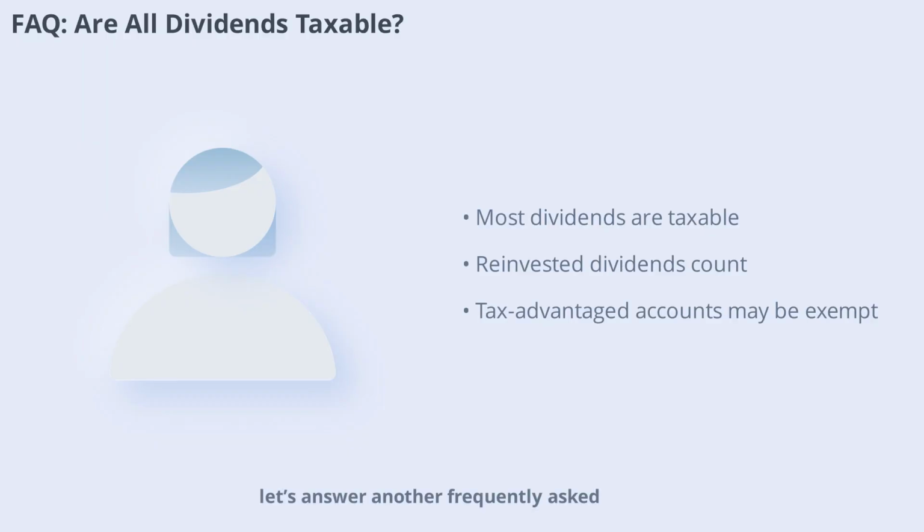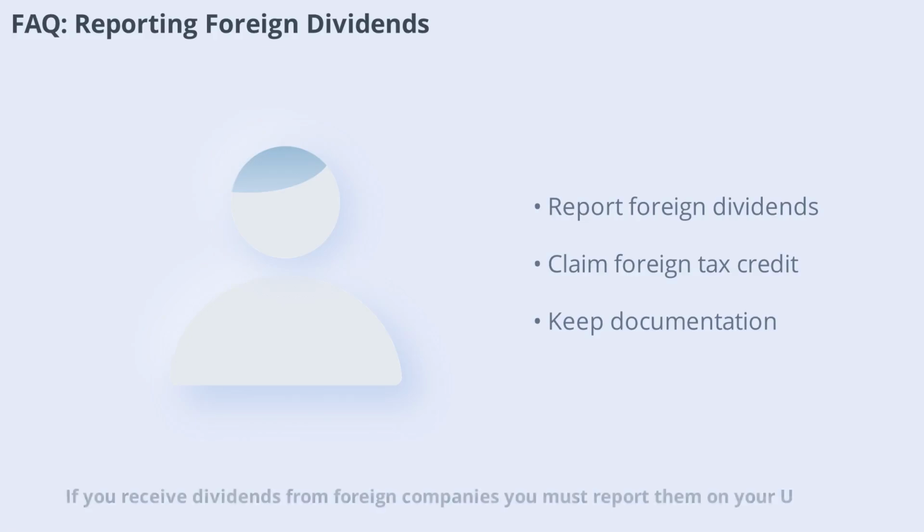Next, let's answer another frequently asked question about reporting foreign dividends. If you receive dividends from foreign companies, you must report them on your U.S. tax return. You may also be eligible for a foreign tax credit if foreign taxes were withheld. Be sure to keep documentation of any foreign taxes paid and consult IRS instructions for claiming the credit. Accurate reporting is essential to avoid double taxation and IRS issues.